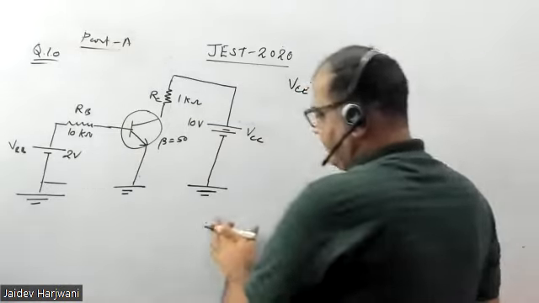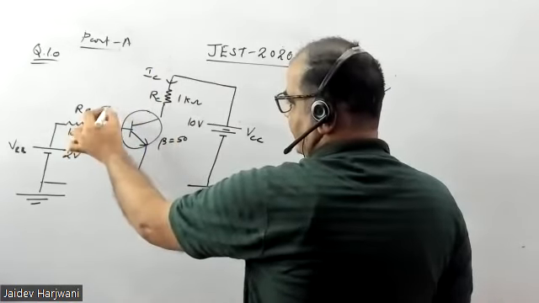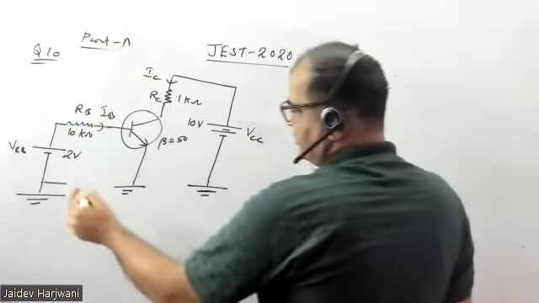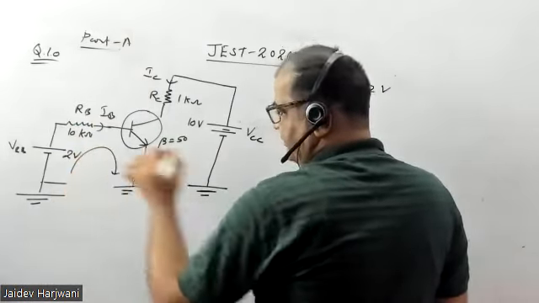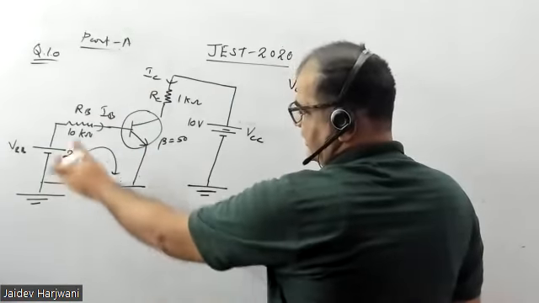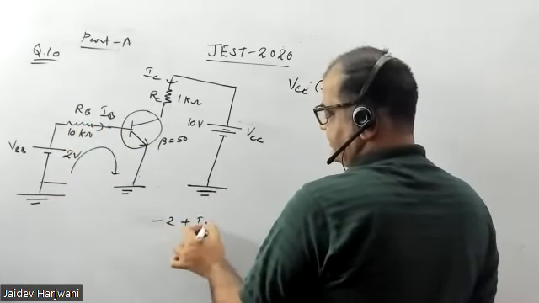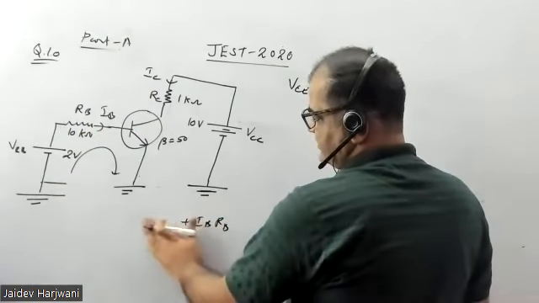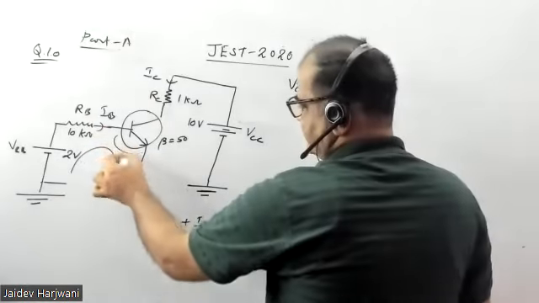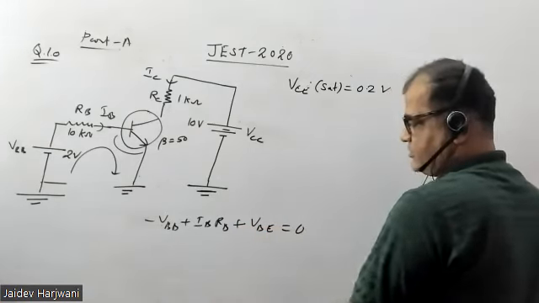In order to find VCE, we need to calculate IC, and IC can be calculated by calculating IB, because beta is given in the question. So let us first find out IB from the input loop. If I write the KVL in this first loop, I can write minus VBB plus IB RB plus VBE for the NPN, and this equals 0.